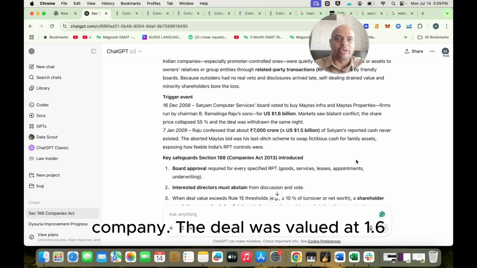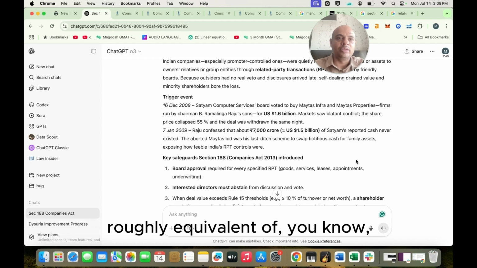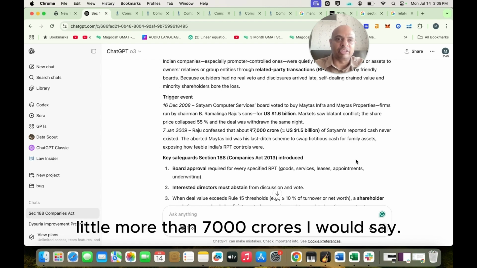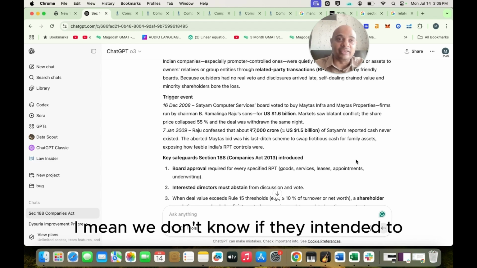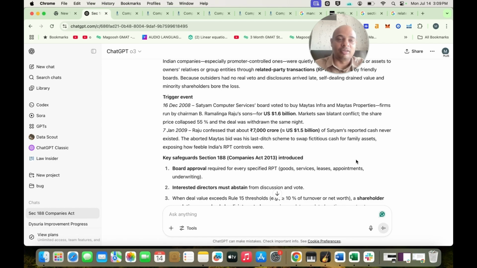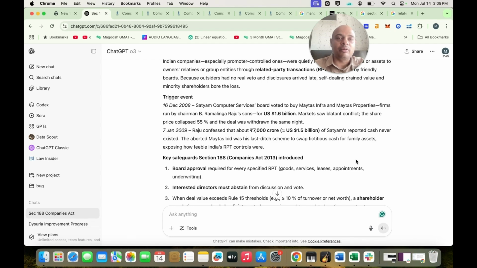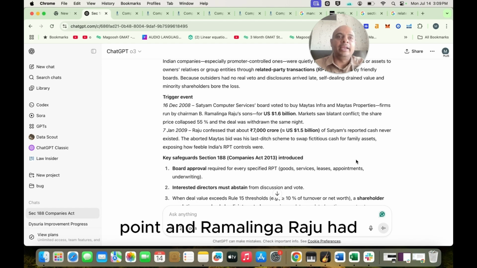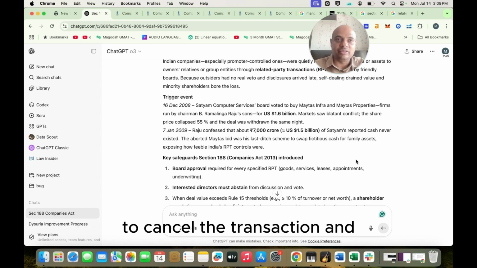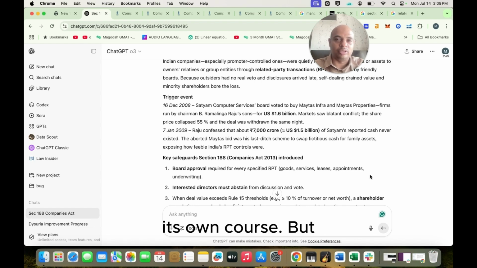The deal was valued at $1.6 billion, which is roughly equivalent to a little more than 7,000 crores. But the whole point was, we don't know if they intended to again funnel out the $1.6 billion, or if this was just to be squared off. I'm not sure how they would have even pulled it off. But anyway, it didn't get to that point, and Ramalingaraju had to cancel the transaction, and he also confessed to the fraud, and then ultimately the law took its own course.